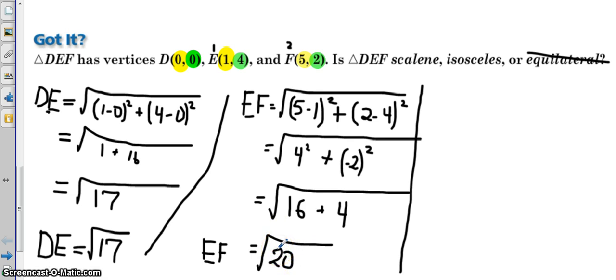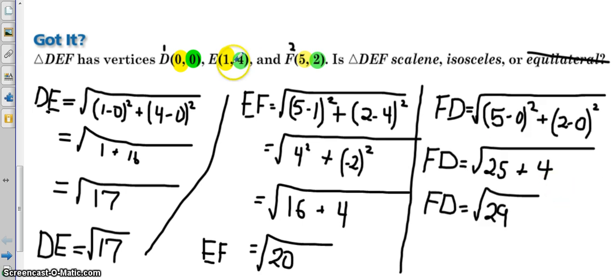So especially if you cheated and just waited and watched me do these, then pause the video, do this on your own, figure out the length of FD or DF. You can go whichever order you want, but you need to figure out the length of that side. So pause the video now.